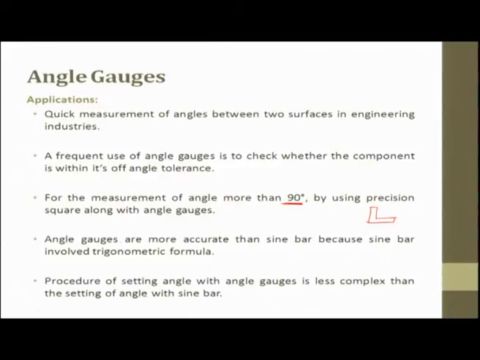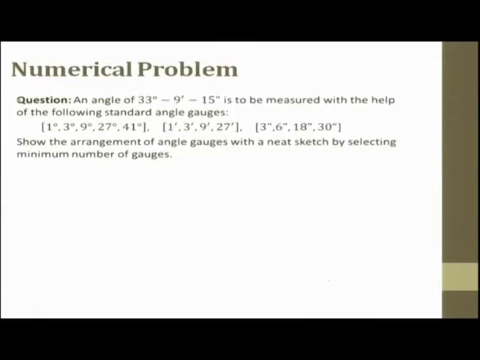Angle gauges are more accurate than the sine bar, because the sine bar involves a trigonometric formula. Here it is not so, and the procedure for setting angles with the angle gauge is less complex compared to the sine bar.